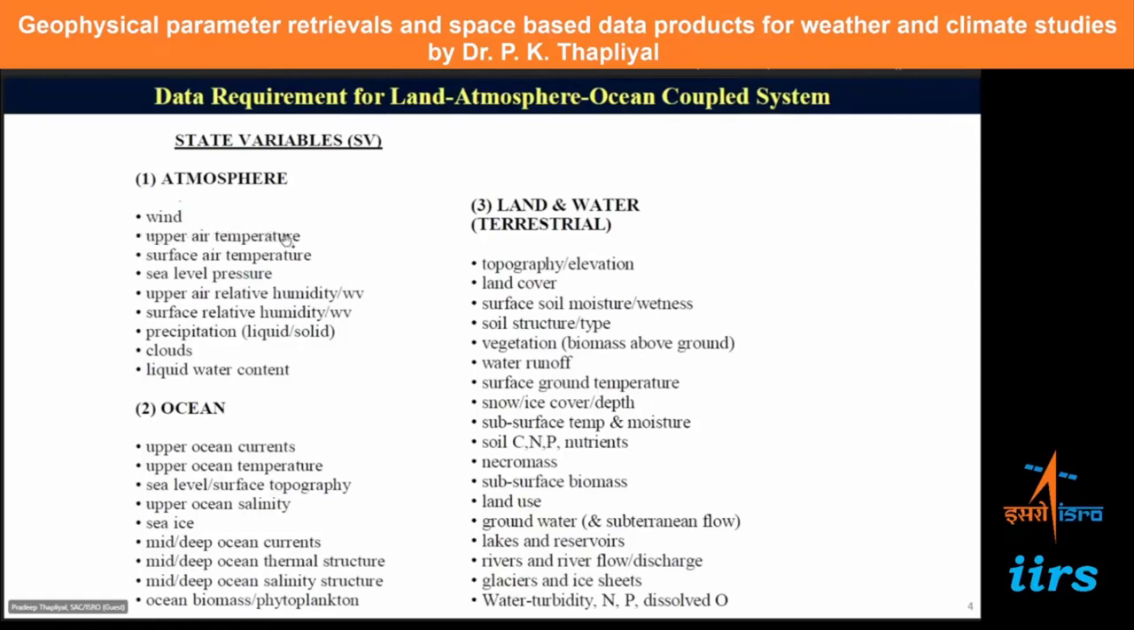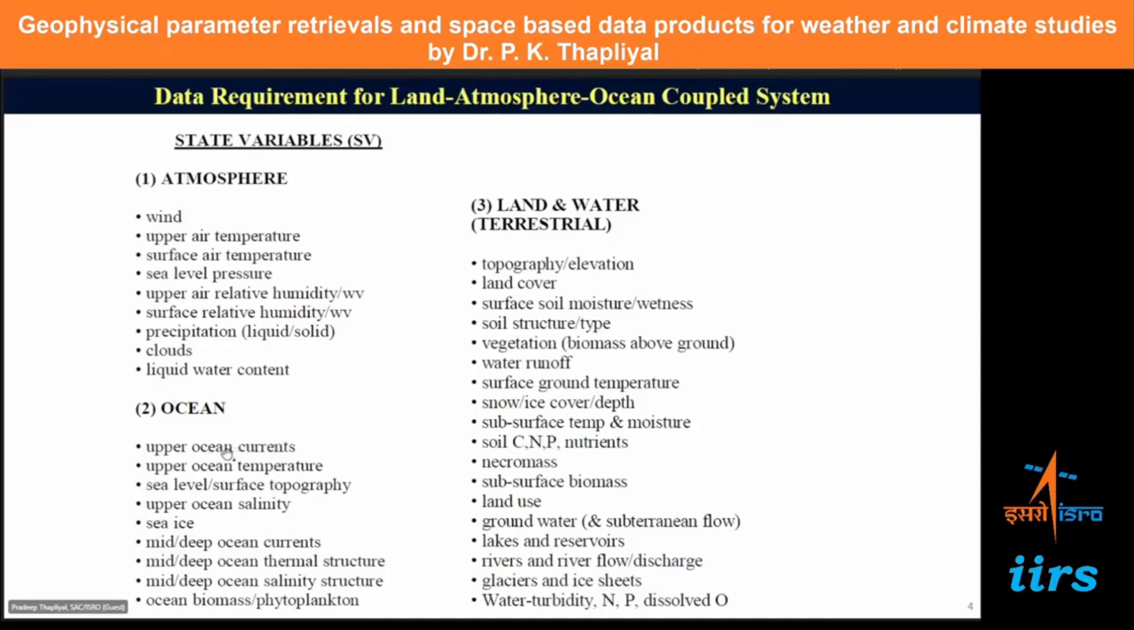Then you need upper air temperature, surface air temperature, sea level pressure, upper air relative humidity or absolute humidity, that is, the water vapor amount in the atmosphere. Then precipitation, the clouds, and liquid water content in the atmosphere. These are some of the important parameters that you need if you want to do weather prediction. So these are atmospheric parameters.